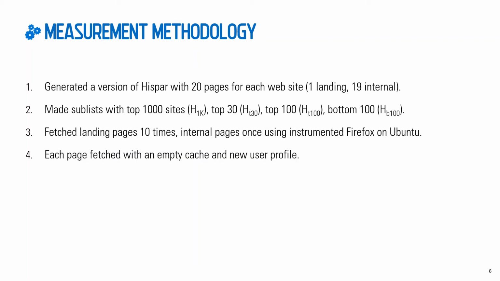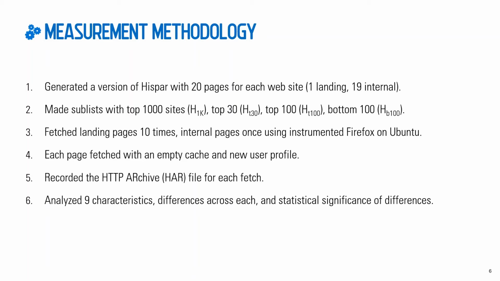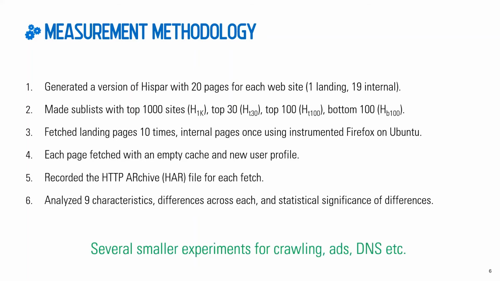Then we fetched each landing page 10 times and all the internal pages once each using Firefox on Ubuntu. Every page was fetched with an empty or cold cache and a new user profile. This means that users were not logged in and pages behind login were not measured. For each fetch, we recorded the HTTP archive or HAR file, and then we moved on to analyze the differences between landing and internal pages across 9 different characteristics. We also calculated the statistical significance of these differences using Kolmogorov-Smirnov test p-values. We also added a set of smaller experiments for crawling, ads, DNS, etc. to add more detail to our analyses.